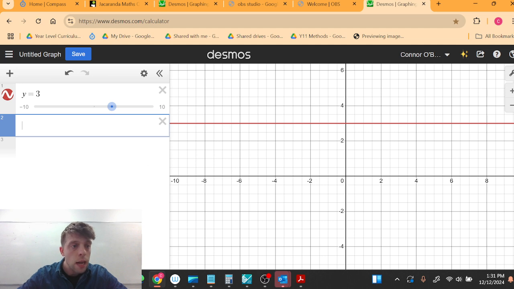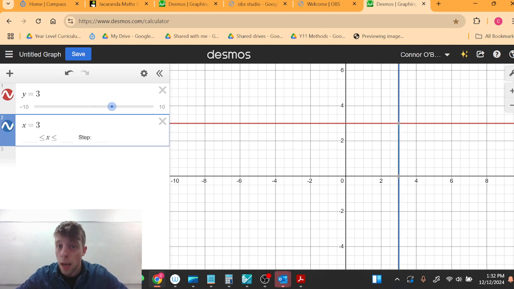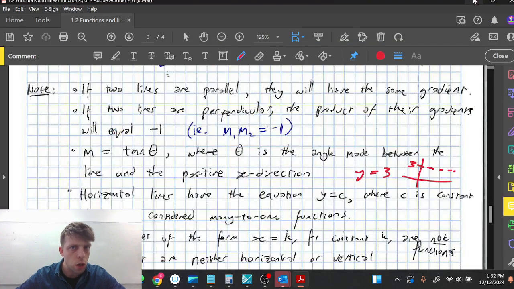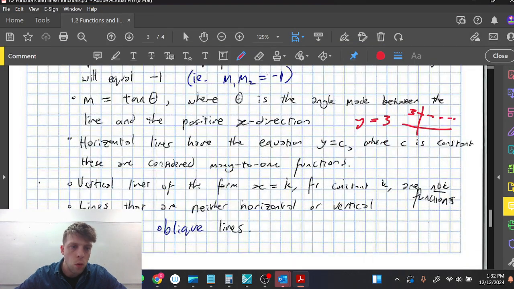In contrast to that, the equation x is equal to 3 is not a function because it definitely does not pass the vertical line test. It is, in fact, a vertical line. It has infinitely many solutions. So there's only one x value I can put into this function, it's 3. And I'm going to get out infinitely many y values when I do that. So this is definitely not a function. Okay, so that's what we looked at here.